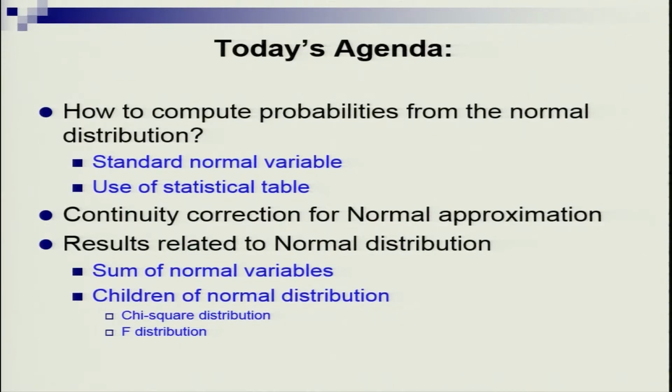Then we are going to continue our discussion with the normal distribution, and we are going to highlight some results. I am not going to get into the details or statistical proof of what I am going to show here. We are going to discuss some properties of normal variables, and then finally end today's discussion with some idea about the children of the normal distribution. We are going to talk about two very useful distributions for applied statistical and econometric research, namely the chi-square distribution and the F distribution.